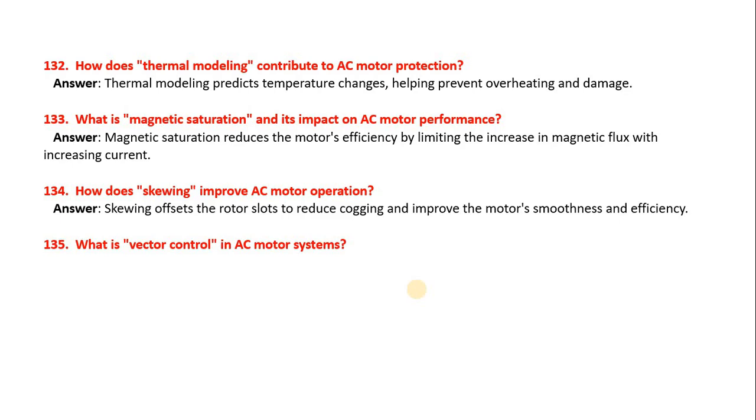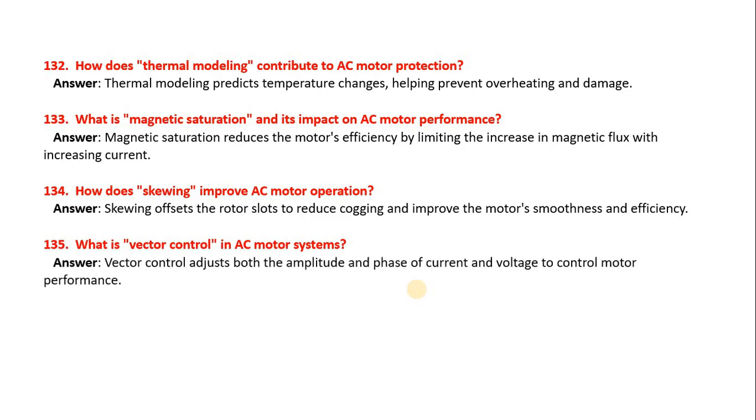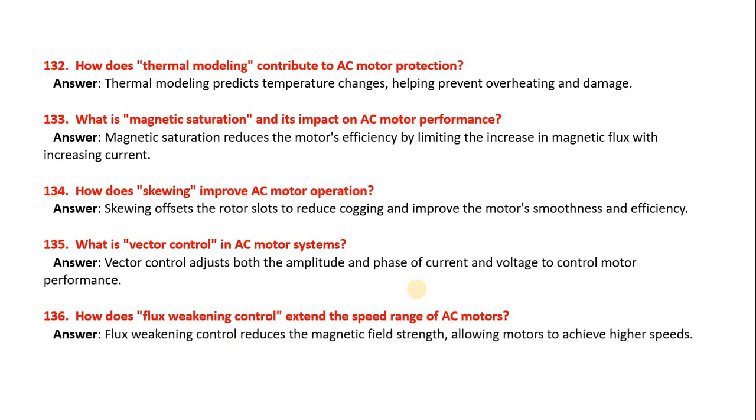What is vector control in AC motor systems? Vector control adjusts both the amplitude and the phase of current and voltage to control motor performance. How does flux weakening control extend the speed range of AC motors? Flux weakening control reduces the magnetic field strength, allowing the motor to achieve higher speeds.